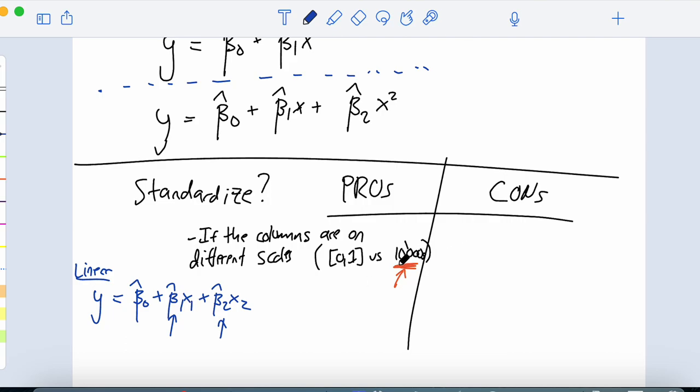So for example, if x2 is in the tens of thousands, then beta hat 2 will be in the 1 over tens of thousands, so that when you add them together, you get the right scale. So for the linear models, it will take care of this automatically. You won't get a mathematical error.